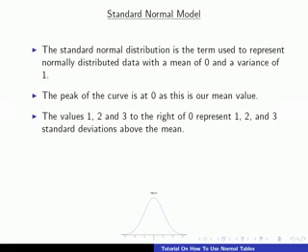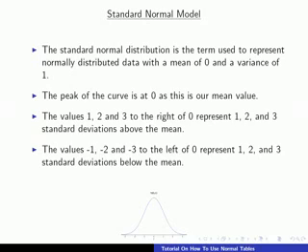value. If we keep looking at the x-axis, we'll see the values 1, 2 and 3 to the right of our mean value, and these represent the points 1, 2 and 3 standard deviations above the mean. If we look to the left of our 0 value on the x-axis, we'll see the values -1, -2 and -3, and these represent the points 1, 2 and 3 standard deviations below the mean. Probably one of the most important things to remember about the standard normal curve is that the total area under the curve is 1.